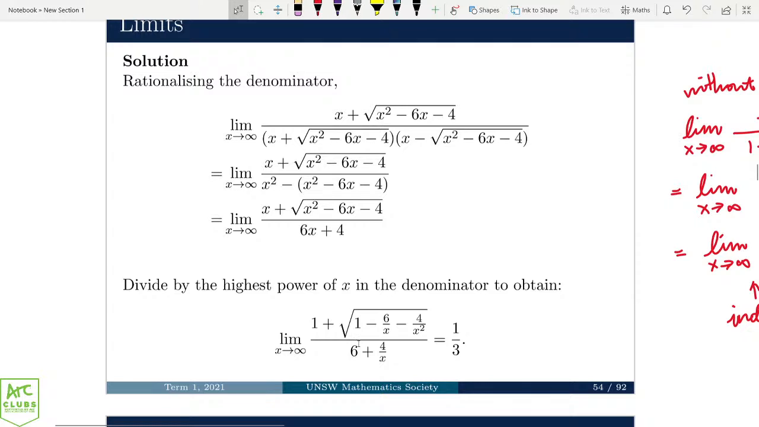So as you can see, as our x approaches infinity, all of these terms will become 0. So what we end up with is 1 plus root 1 all over 6. So that gives us 1 on 3, a third, which is our final answer for this question. I guess the only thing you might want to be aware of is that if you divide everything by x, when that goes into your square root, that becomes x squared. So that's just something to be careful of.